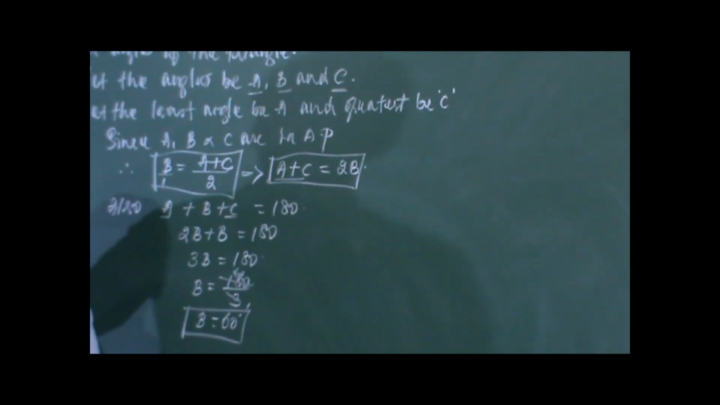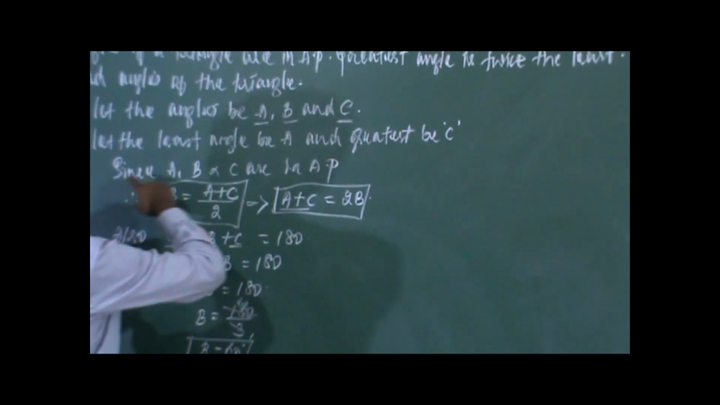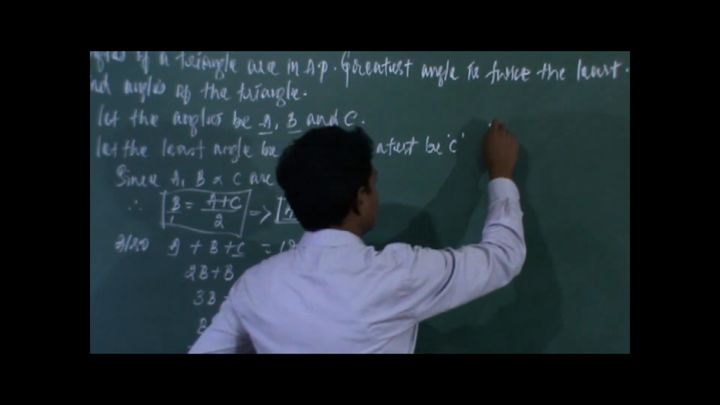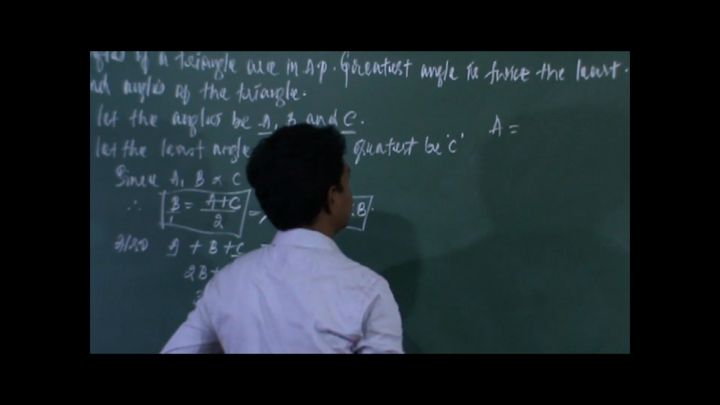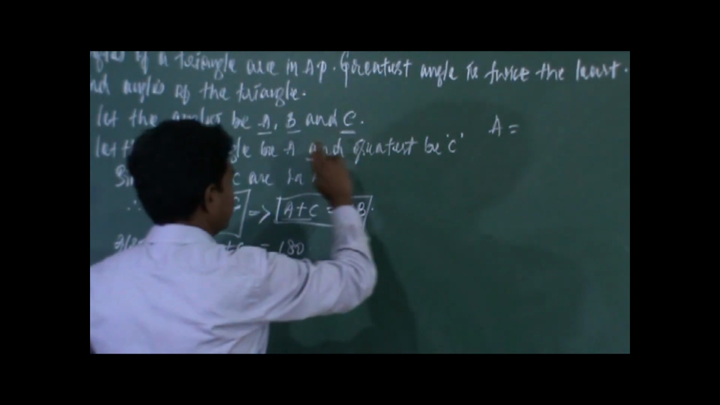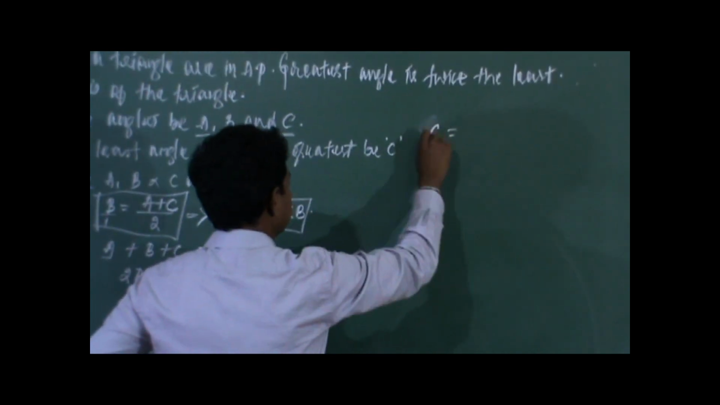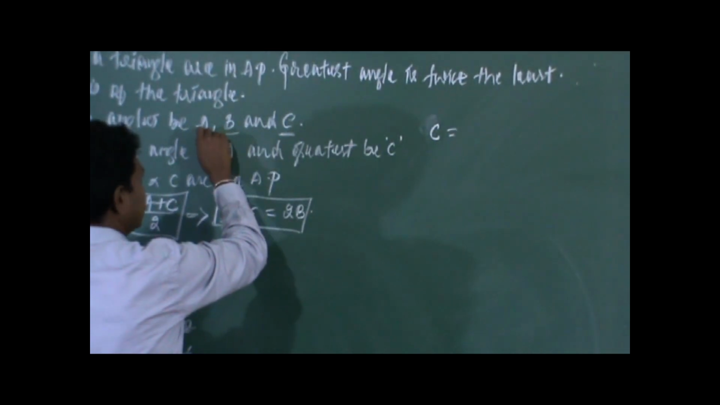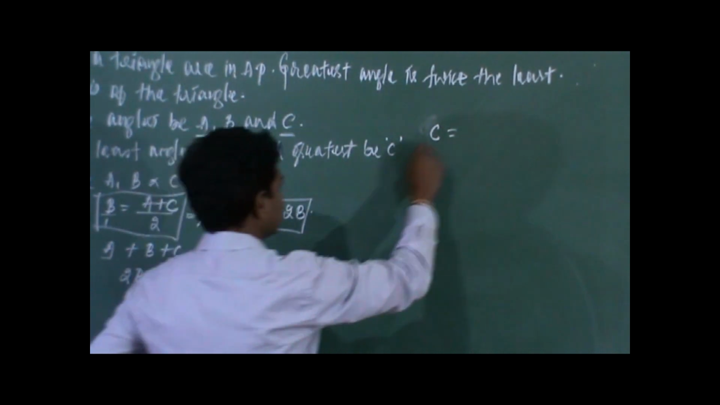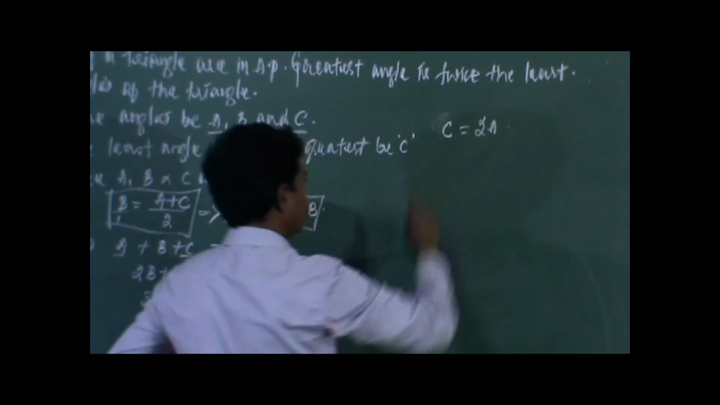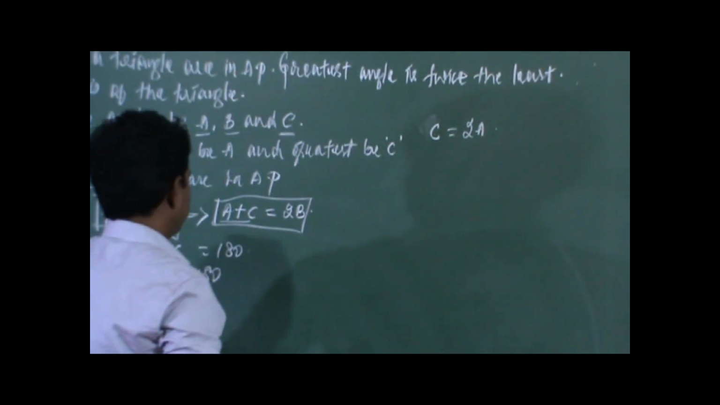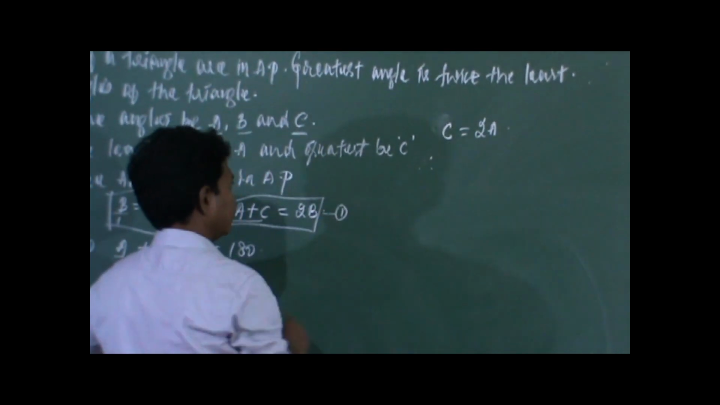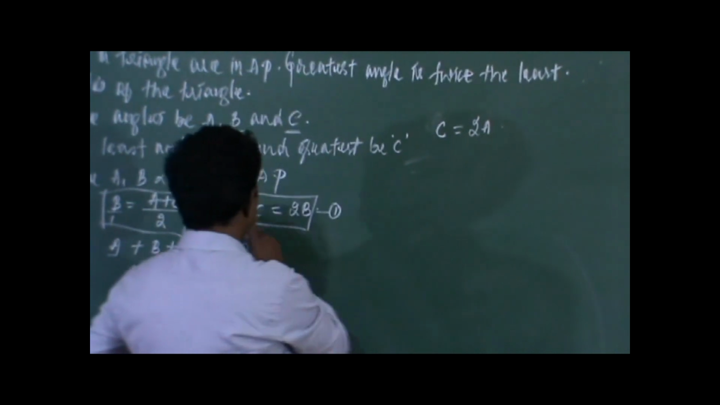Now let us take the condition: the greatest angle is twice the least. The greatest angle is C, we have considered, and the least is angle A. So therefore C is equal to 2A. We will take it as equation 1.